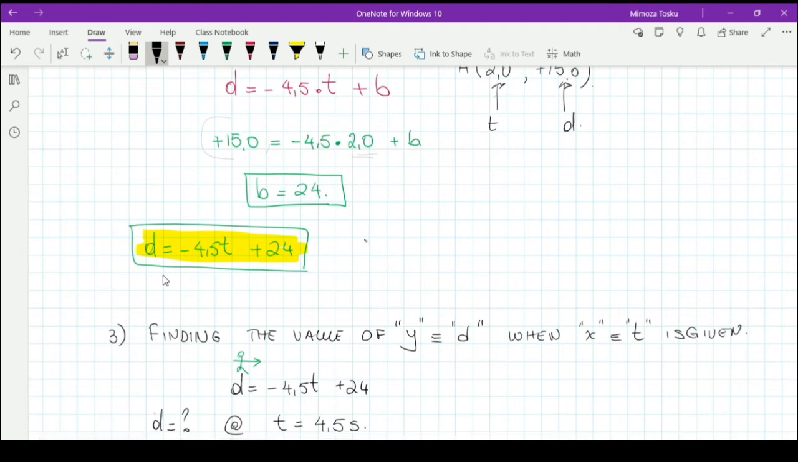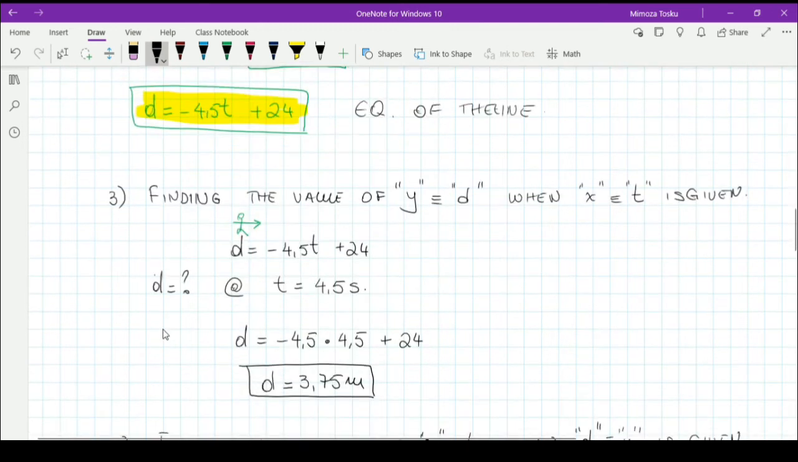So therefore, the equation of the line will be d equals negative 4.5t plus 24. Now, what we will do is find a value of y, in our case d, when the value of t is given. So again, we will use substitution.